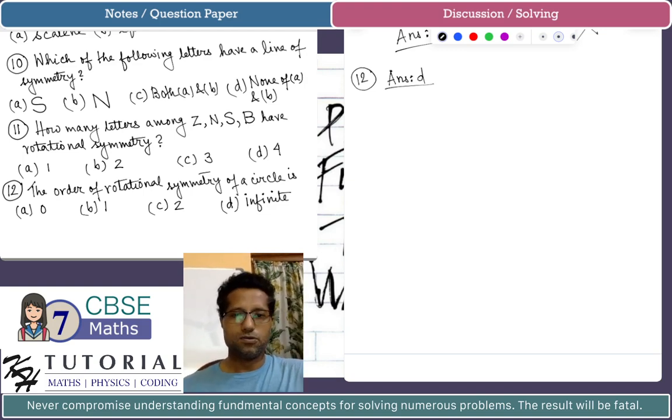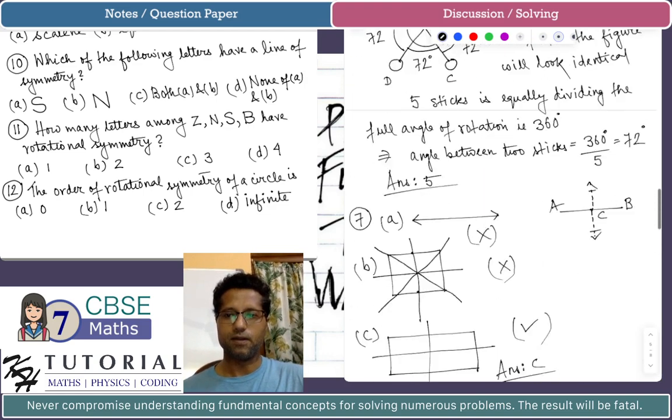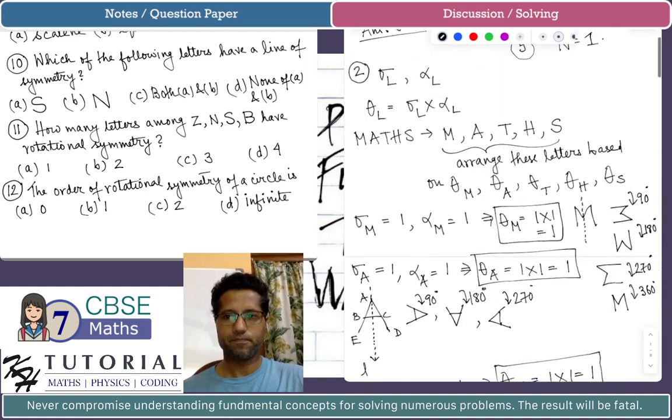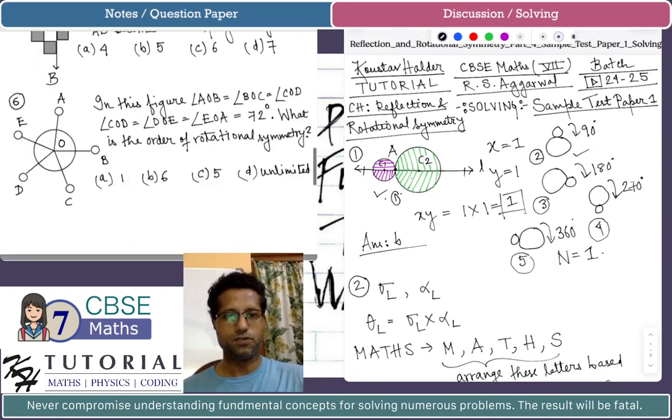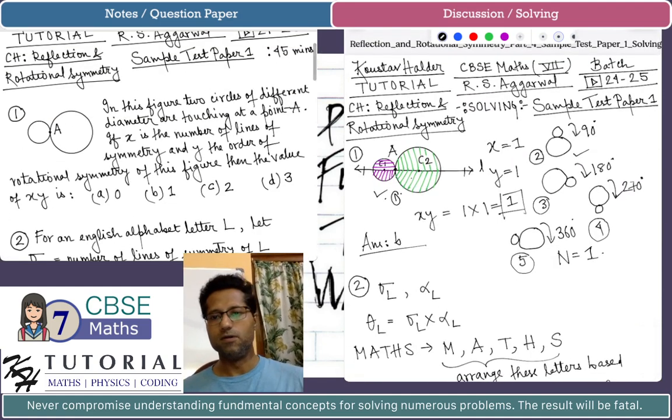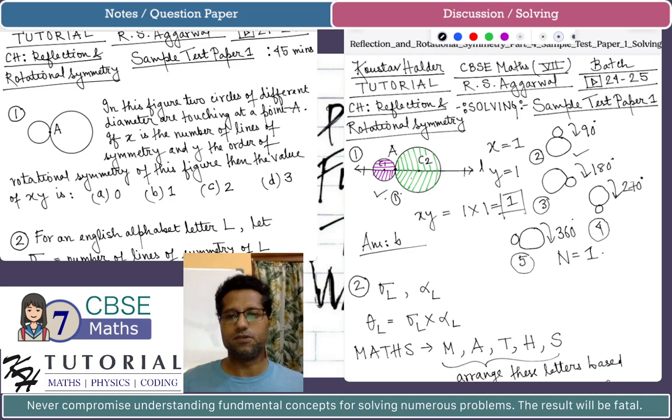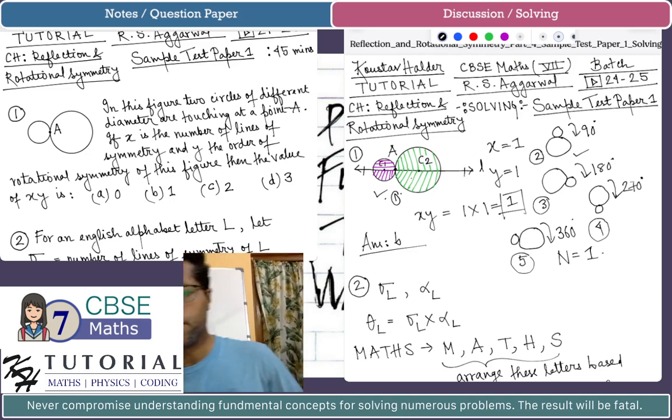Okay, so this brings an end to solving the first sample test paper on the chapter of symmetry. I hope this video was beneficial to you, and this set of problems will give you a good judgment of your understanding of the concepts in the chapter, which involves two kinds of symmetry: reflection symmetry and rotational symmetry. So the chapter is actually reflection and rotational symmetry, or in general, symmetry.